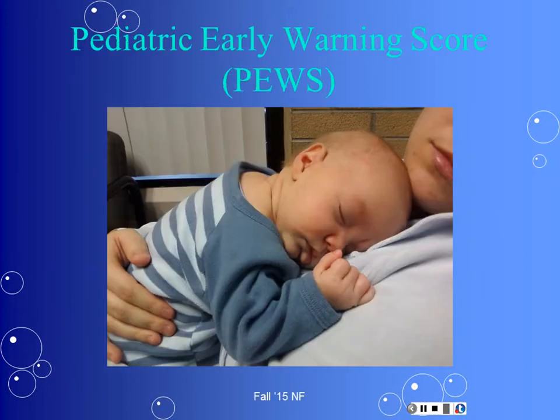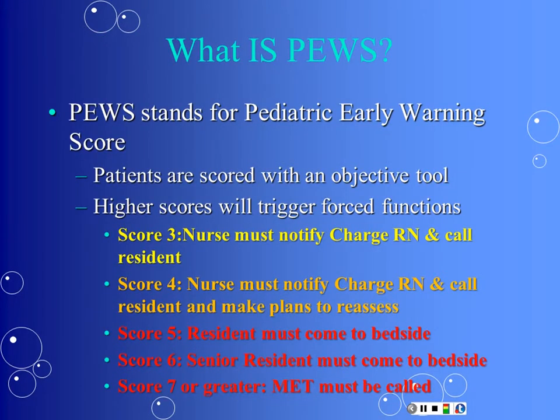Okay. So real quick, something you're going to see in PEDS is the Pediatric Early Warning Score, or PEWS. The biggest deal with this is it's an objective tool they've developed, and basically we're trying to catch patients before they totally decompensate and circle the drain on us. You use a scoring system, and depending on the facility, each score has what you're supposed to do with it. You either have to call the charge nurse, get the resident to come to the bedside, or call a MET or a code team, that kind of thing.